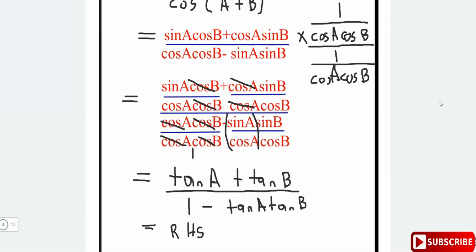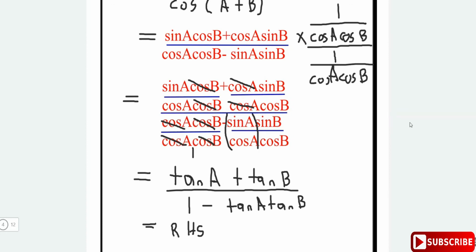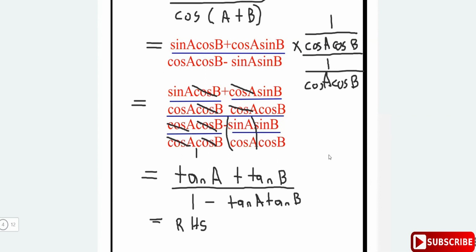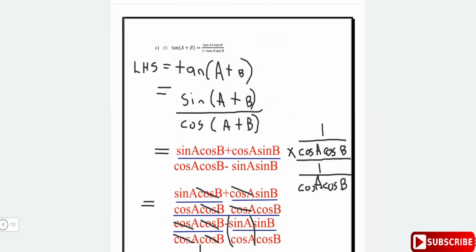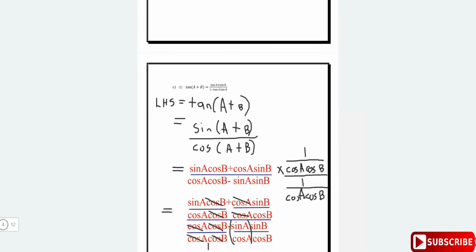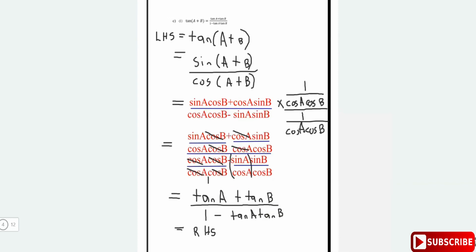So there it is. That's how we do this easy proof. Too easy, soft. So there you go. Tan of A plus B. Completed it. That's the proof for this question. Nice and easy, soft.